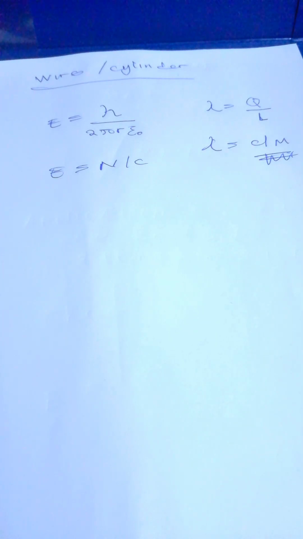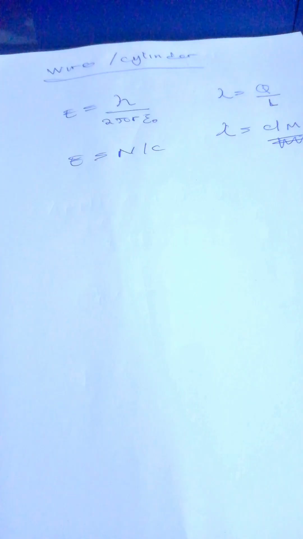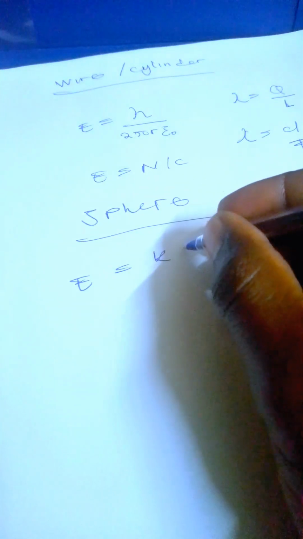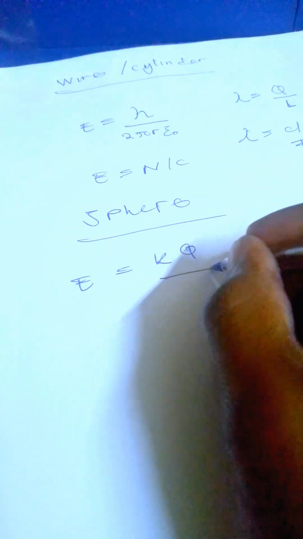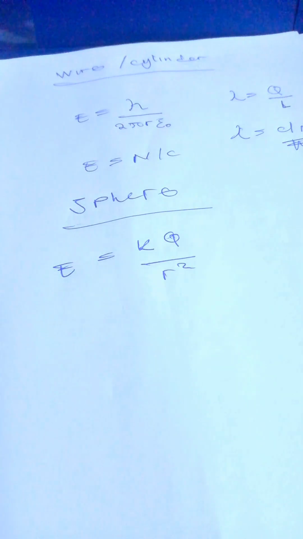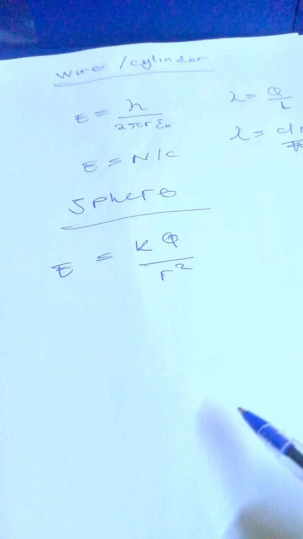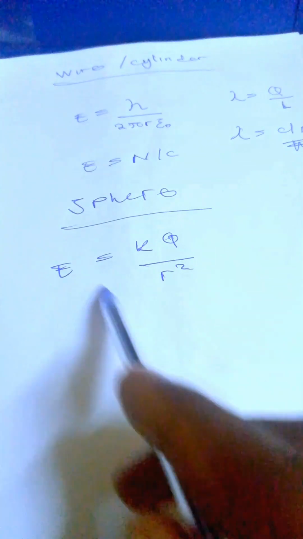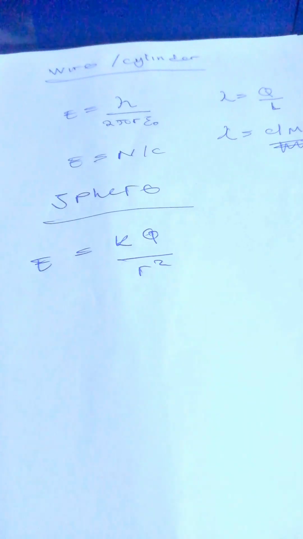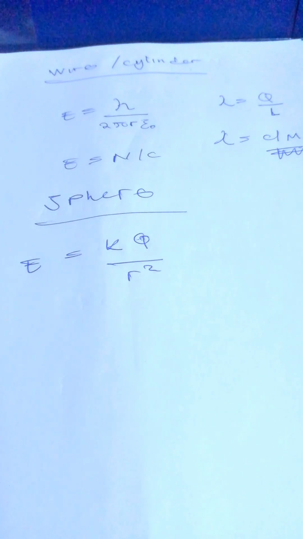finding the electric field of a sphere, if you have been asked to find the electric field of a sphere. The electric field of a sphere is the same as the electric field of a point charge. So we said the electric field of a point charge is E equals kQ over r squared. It is the same formula we have been using even in the previous classes. So now we'll proceed from the sphere.